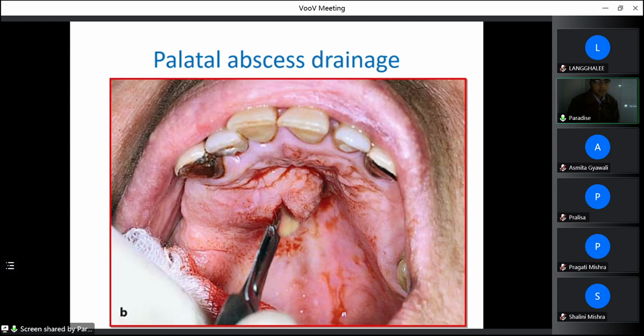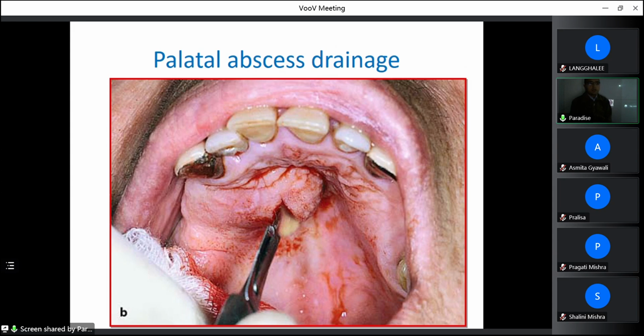In case of palatal abscess, or any intraoral incision and drainage, you don't have to worry about the scar mark. You can give the incision over healthy mucosa, and then drain the pus. Whenever there is pus in case of infection, you have to drain that. Until you do incision and drainage, never try to prescribe the antibiotic. First thing you have to do is incision and drainage. Once the pus is drained, only then prescribe the medications.